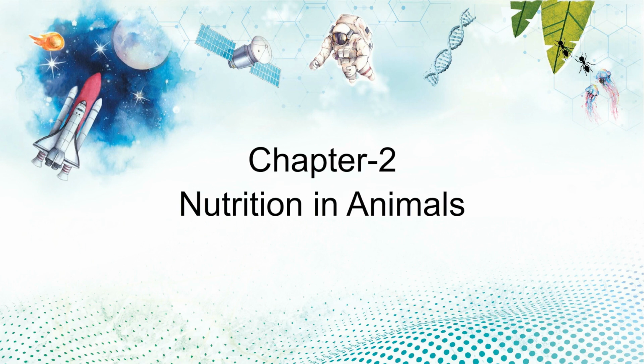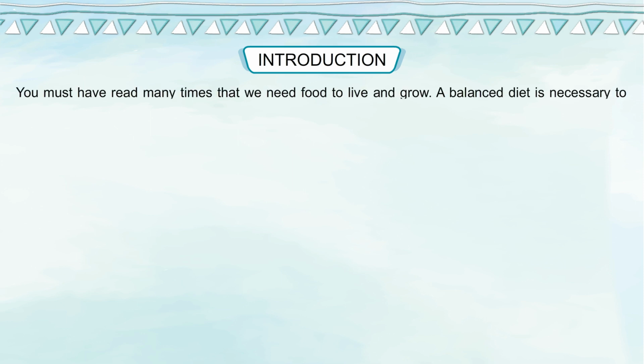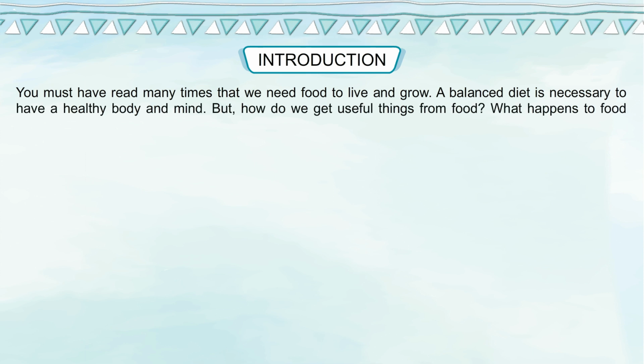Chapter 2: Nutrition in Animals. Introduction. You must have read many times that we need food to live and grow. A balanced diet is necessary to have a healthy body and mind. But how do we get useful things from food? What happens to food after we eat it?